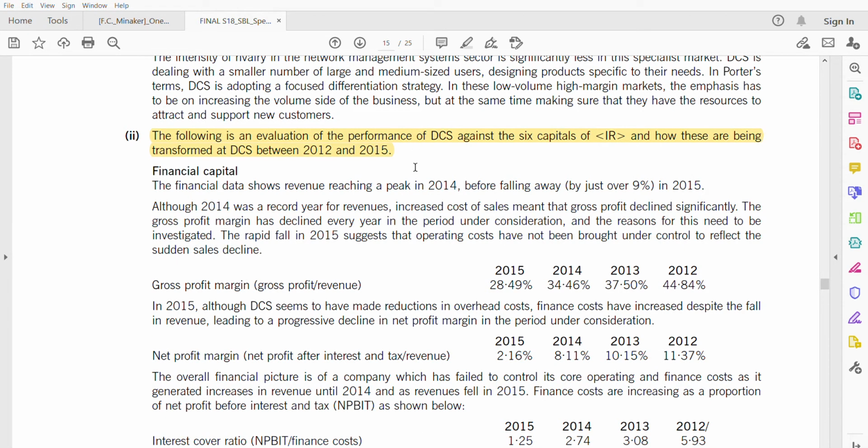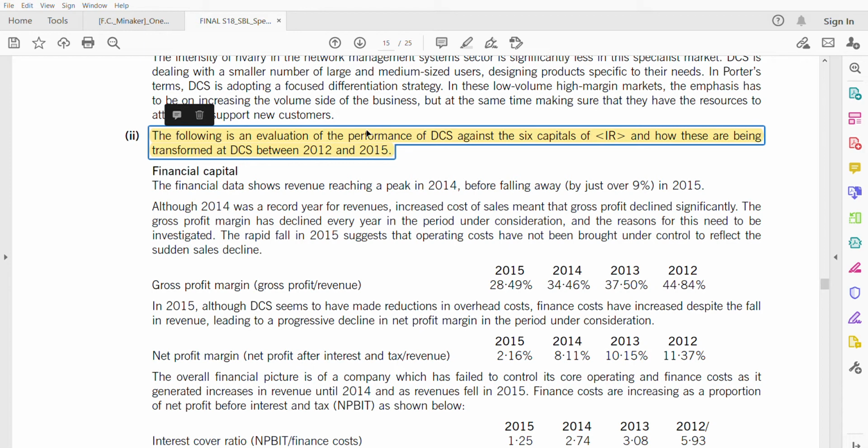Okay, so the next one you have to spend 24 minutes. The following is an evaluation of the performance of DCS against the 6 capitals of IR and how they are being transformed at DCS between 2012 and 15. Very clear, very crisp, very short, but very concise. Just by looking at 1 sentence, I know it's about the 6 capitals of IR between 2012 and 15, and the DCS performance is going to be assessed against it. How have they taken this line? Again from the requirements itself.